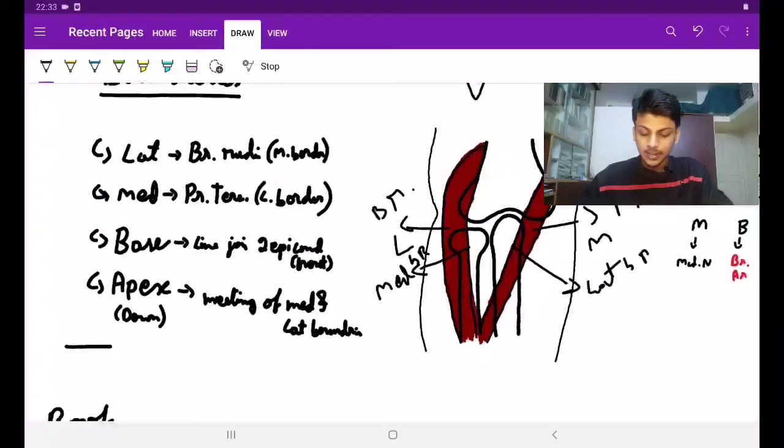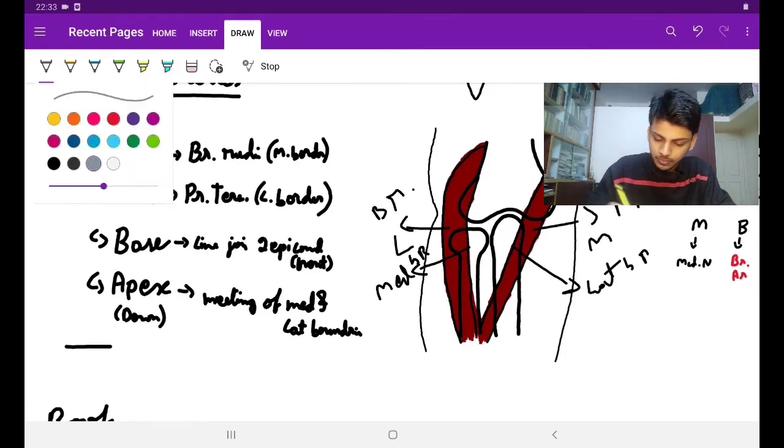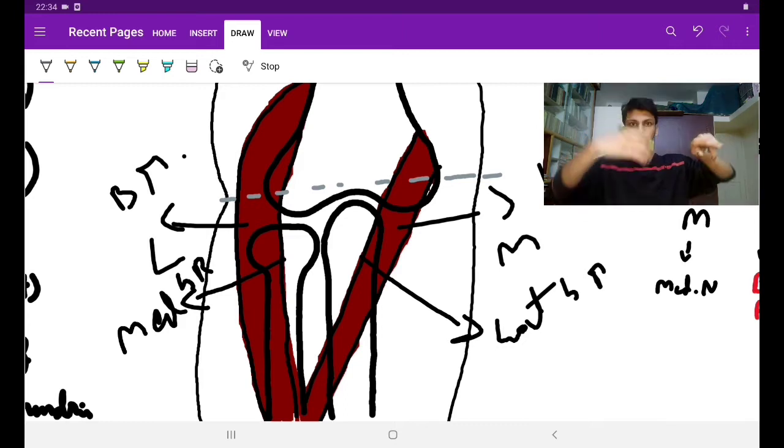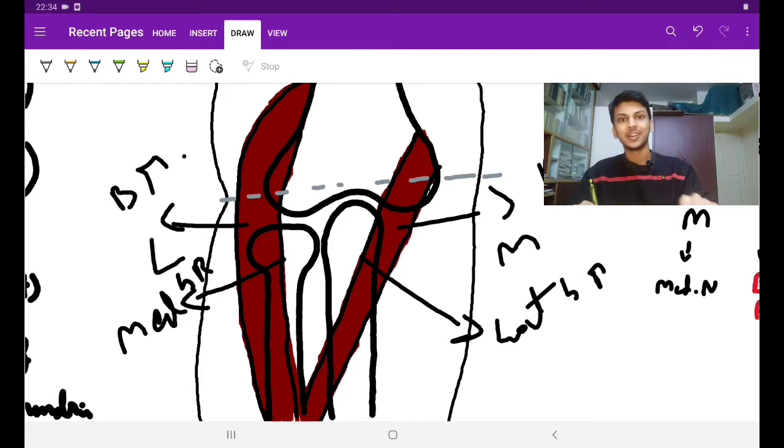Now what is forming the base? A triangle must have a base, isn't it? The base is formed by the imaginary line joining the two epicondyles in front of elbow. See here guys, this line. It's passing through the two epicondyles and it is in front of elbow. Cubital fossa is also in front of elbow, na? So it's said to be in front of elbow.